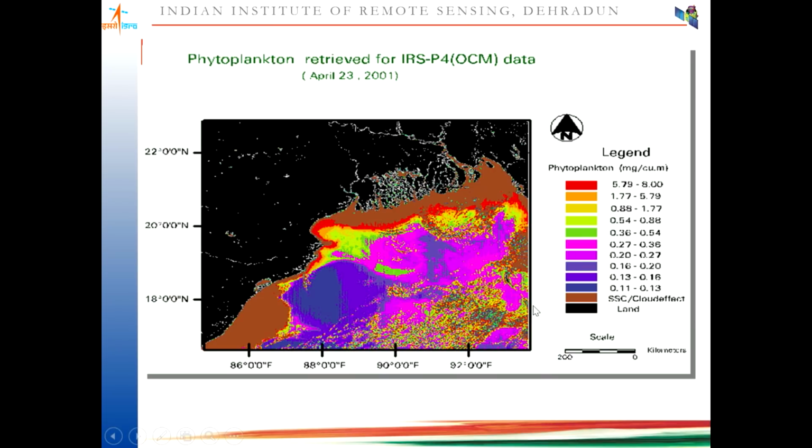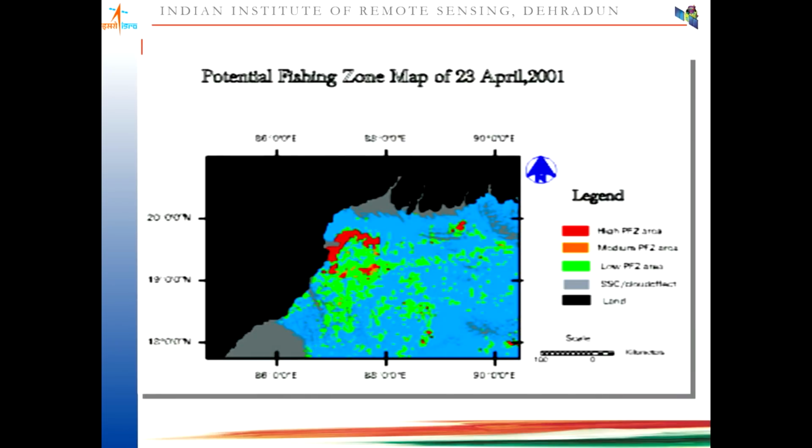Then we superimposed both maps in a GIS, and we found the different potential fishing zones on the same date, 23rd April 2001. High PFZ zone, medium. You can see the PFZ zone almost coincides with the eddies we got from the thermal image, the SST image. So this is the high PFZ zone, then the medium PFZ zone, and the low PFZ zone.